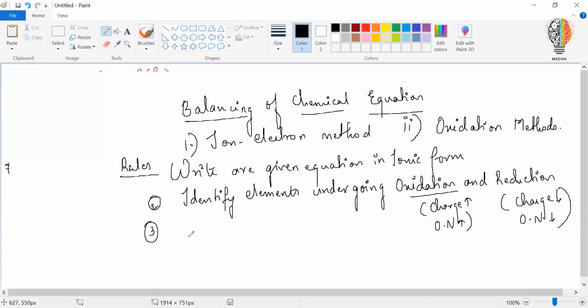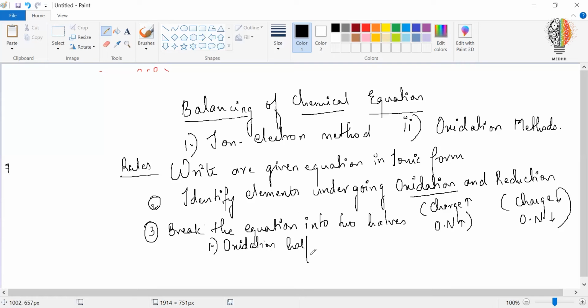Write the third point. What is the third point? Break the equation into two halves. Now, why I'm making you know these points is because if you don't know these points, you won't be able to do the balancing properly. So, into two halves: one is your oxidation half, and the second one is your reduction half.